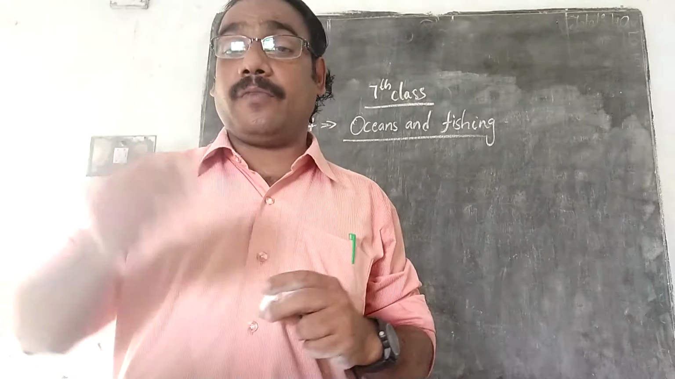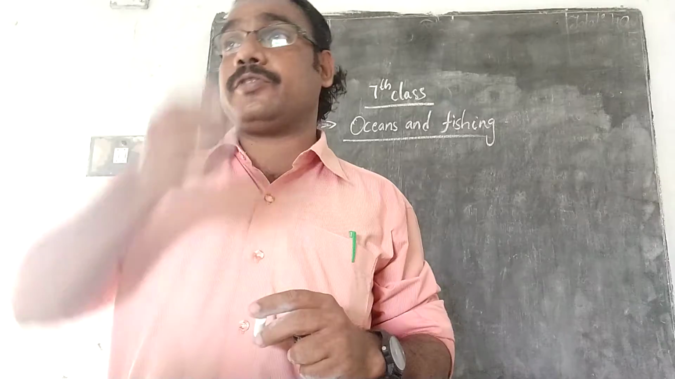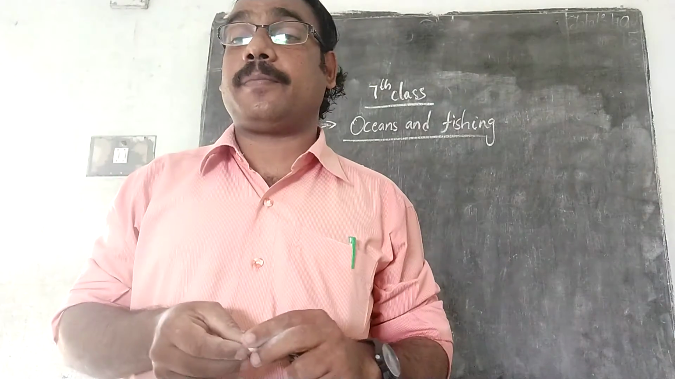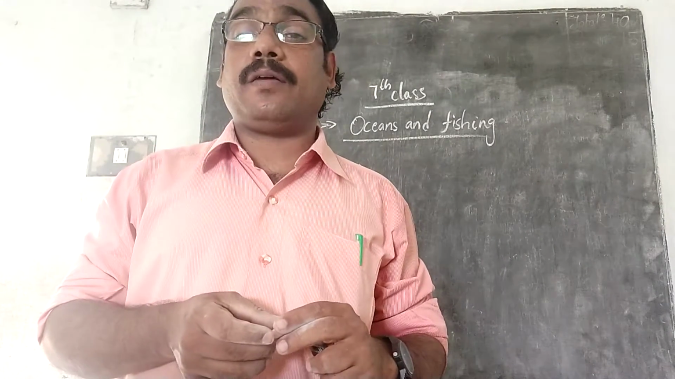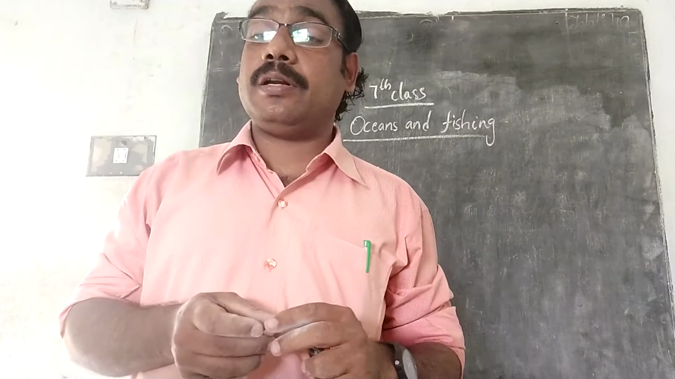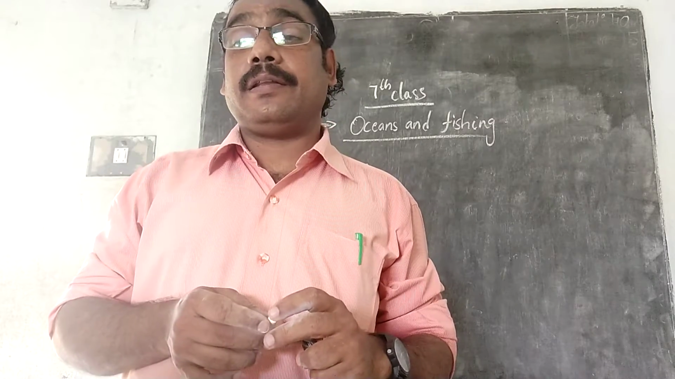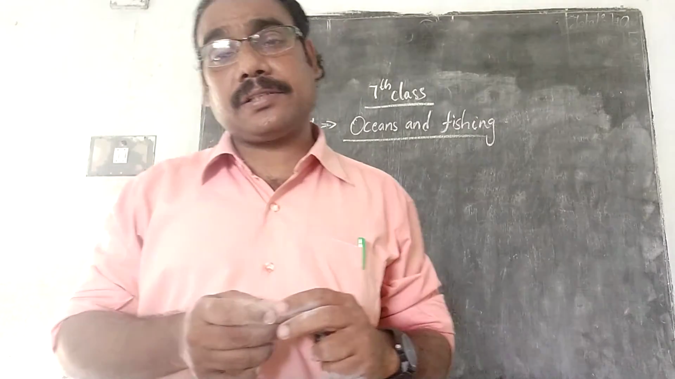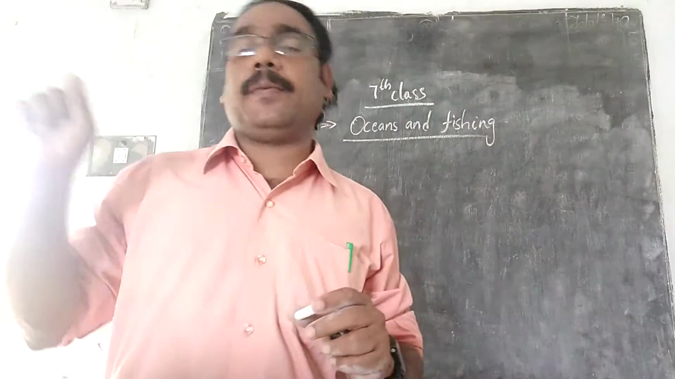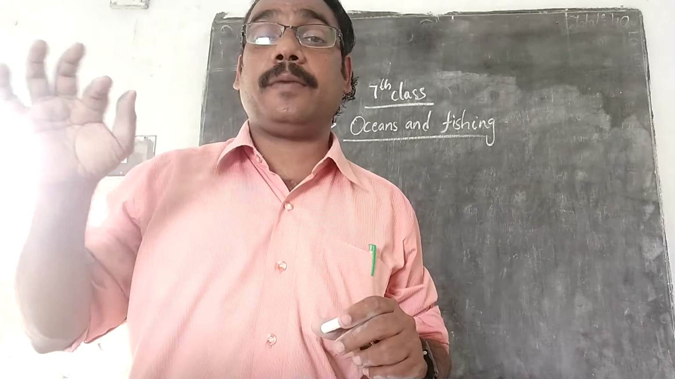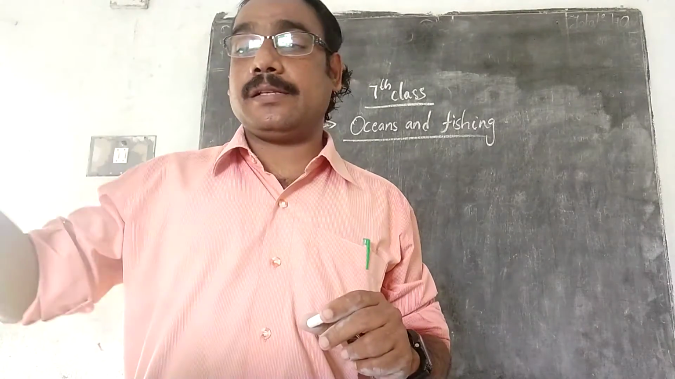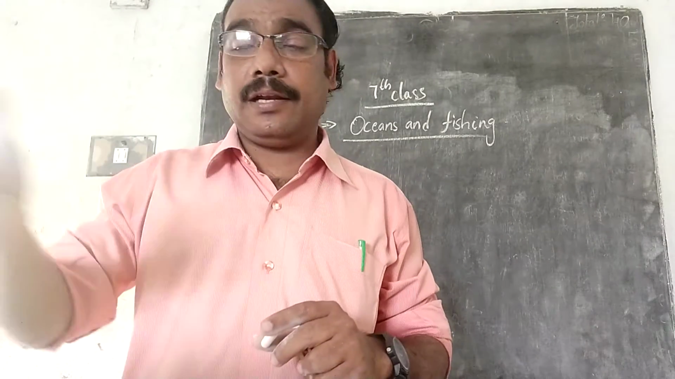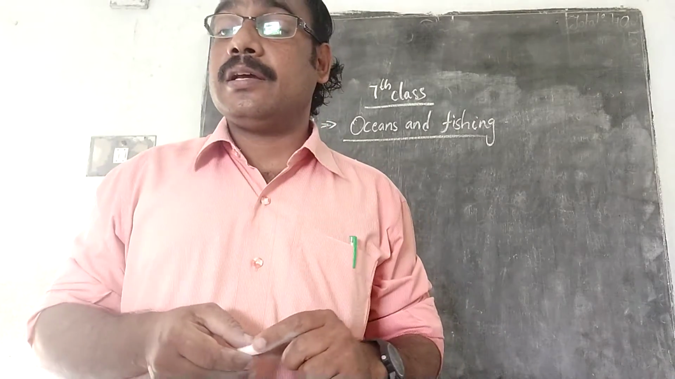Coming to fishermen, what we learned: fishermen are using two kinds of boats. We told you, Karattappa and Marapadava. Marapadava means mechanical boat. Fishermen have fishing and also some kind of agriculture and some kind of animal husbandry. Animal husbandry means rearing of some animals. Regarding that also we will learn in the next classes.